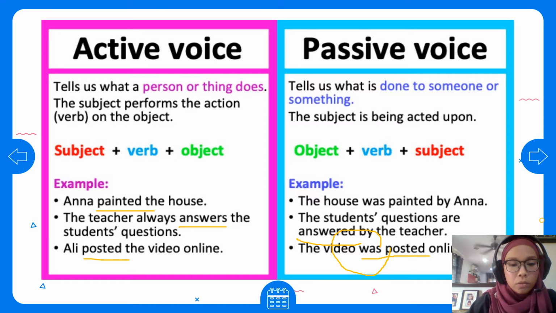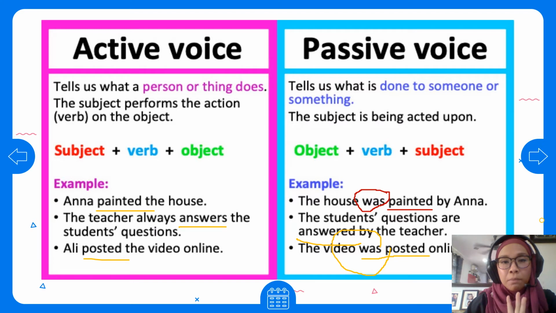So here you have painted. Painted stays the same because it is the past participle. And then you need to add on the verb to be. Some examples of the verb to be are is, are, was, were. Those four, singular and plural. As you can see here, Anna painted the house. The house is singular, satu. So if it is past tense, it becomes was. The house was painted by Anna.